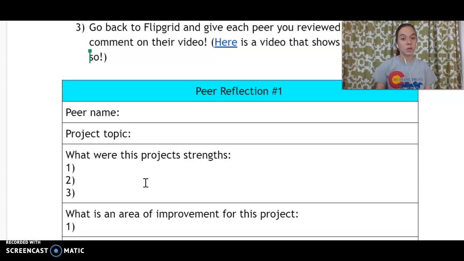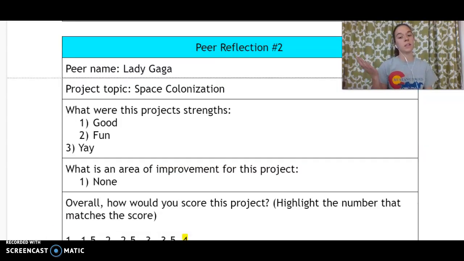Try to be diverse in who you pick, right? Even though your absolute bestie is maybe in your class, try and pick someone else, right? Okay. And then go back to Flipgrid and give them some comments on how they did, okay? So let's look at an example and non-example of how we want to fill out these reviews, all right?